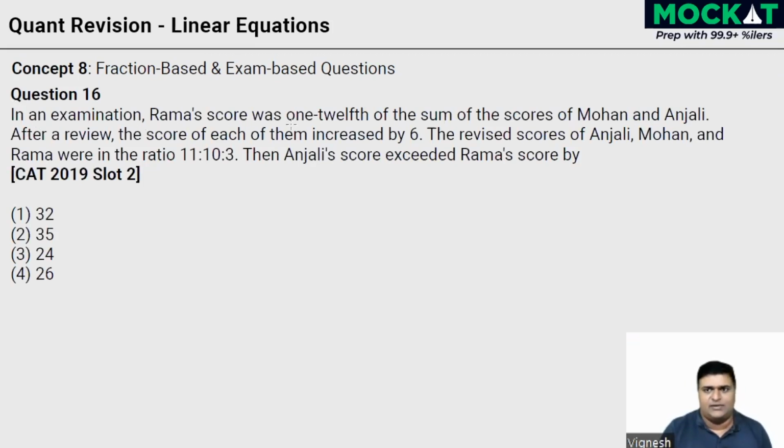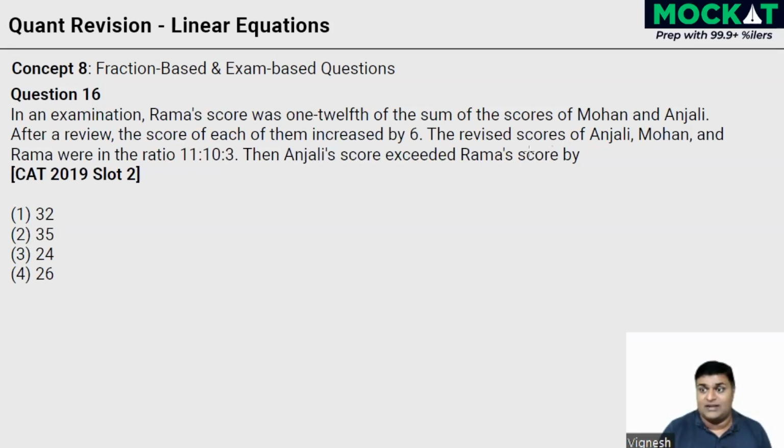In an examination, Rama's score was 1/12 of the sum of the scores of Mohan and Anjali. After a review, the score of each of them increased by 6. All 3 of them went up by 6. The revised scores of Anjali and Mohan and Rama were in the ratio of 11:10:3. Okay. Then Anjali's score exceeded Rama's score by how much? Right? Exceeded Rama's score by how much?